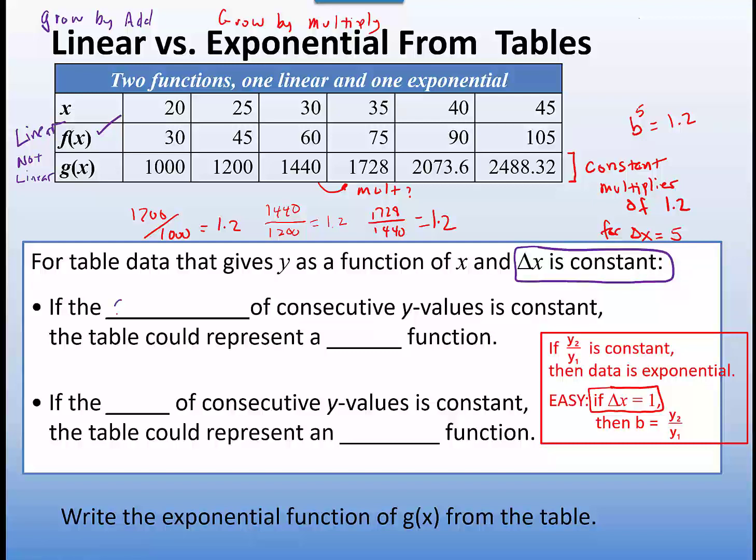If the difference y2 minus y1 is constant, the same number every time, then you're going to have a linear function. If the quotient, that's just another word for division, y2 divided by y1. So for linear functions, you're subtracting the y's to check. And for exponential functions, you divide the y's to check. And if you get the same division every time, then you're going to have an exponential function.